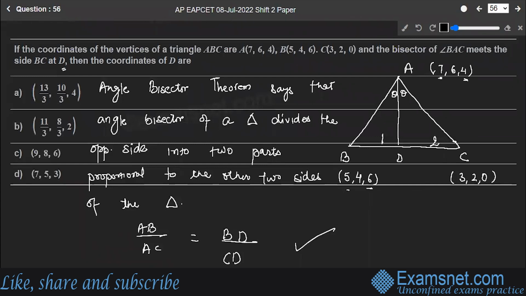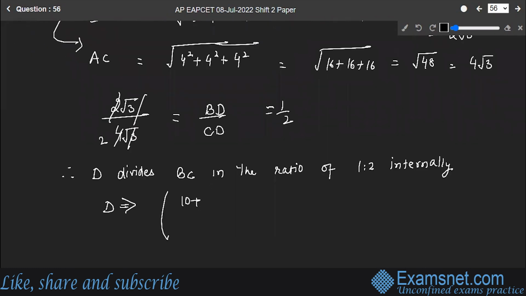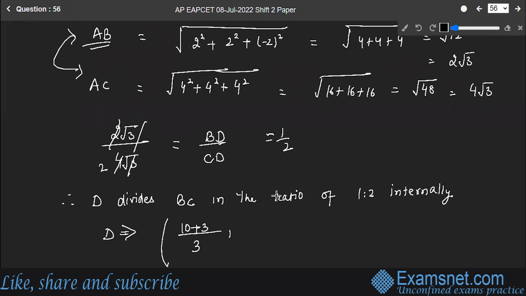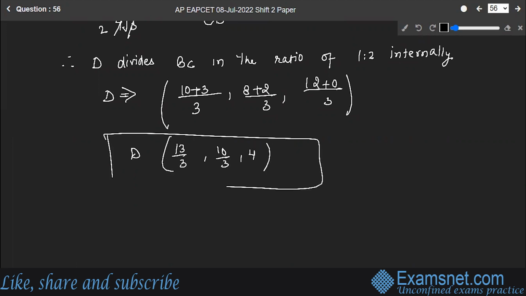So D will be given by, B coordinate C, 5 into 2, that is 10, plus 1 into 3, which is 3, that is 10 plus 3 upon 1 plus 2, which is 3. Similarly, 4 into 2, 8, plus 2 into 1 upon 3, then 12 plus 0 upon 3. That means D will be given by 13 by 3, 10 by 3, and 4. So you got the coordinates for D as this.